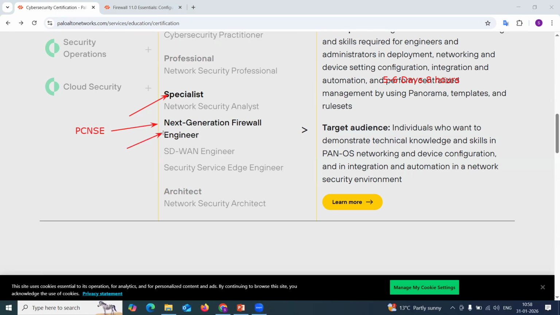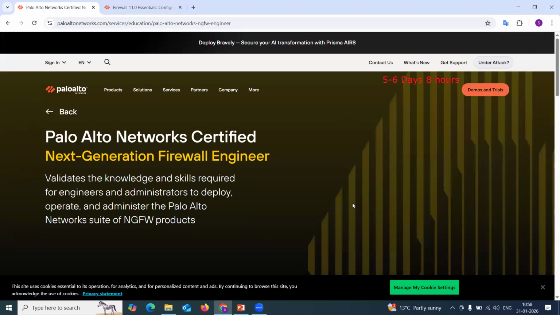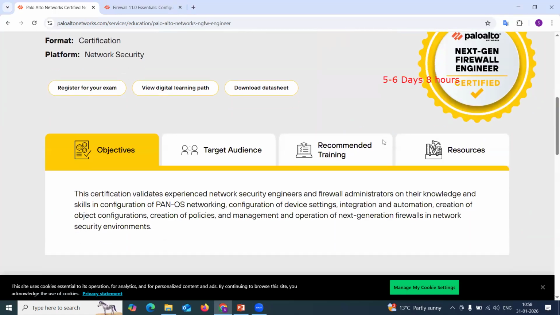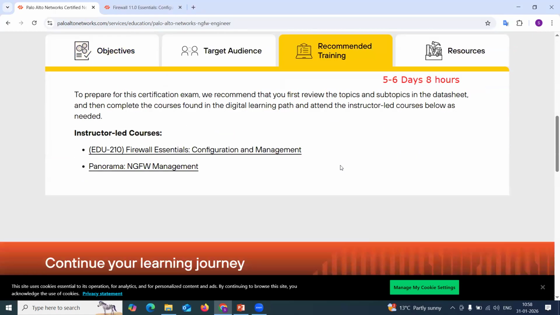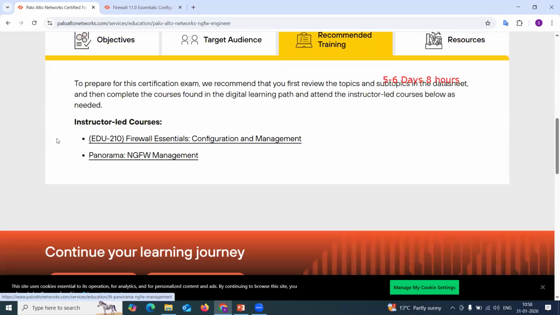Now, if you want to learn this, there are two things that you need to know. One, as I told you, EDU 210. This is one of the examination codes, as an administrator, and Panorama. So these are the two things that you should know before the specialist level of certification. That's why when I go for learn more, and go for recommended trainings, I see these are the two prerequisites.